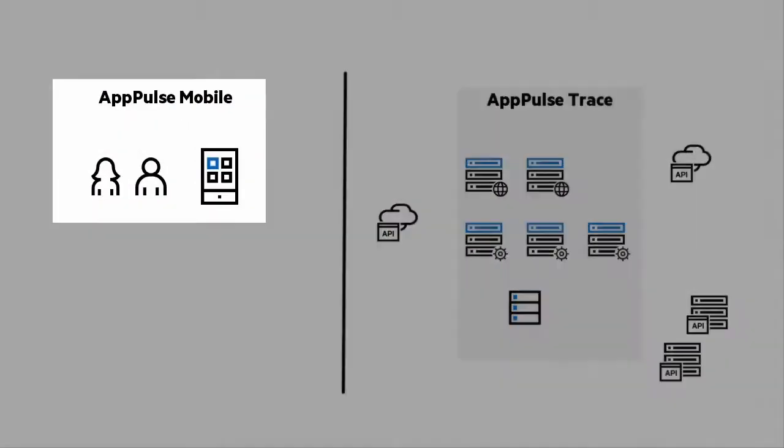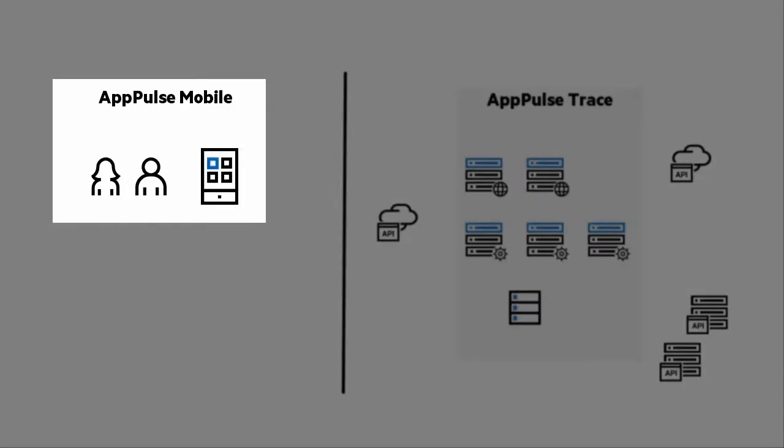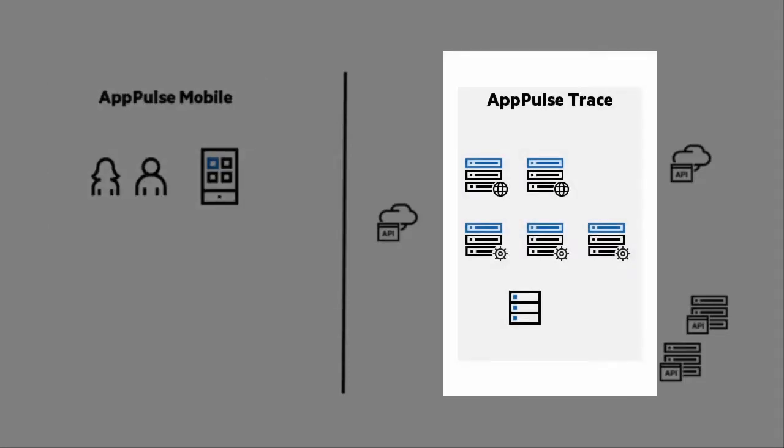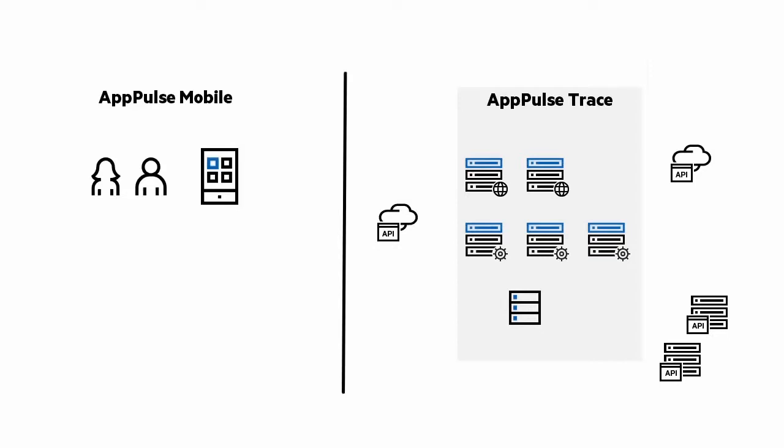You use AppPulse Mobile to monitor mobile apps and to learn about how your end users are really experiencing the app. With AppPulse Mobile, you can isolate client-side problems. AppPulse Trace, on the other hand, monitors transaction flows through server backend tiers, and you can use it to isolate server-side problems.